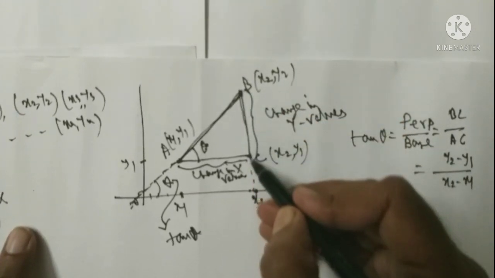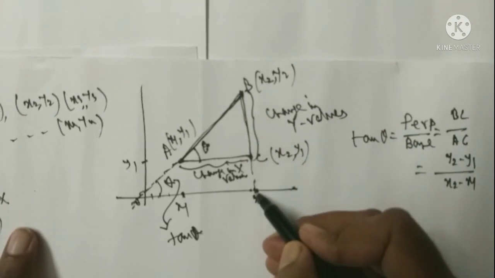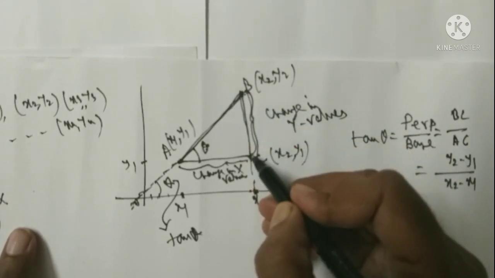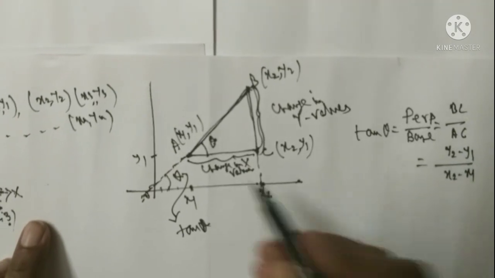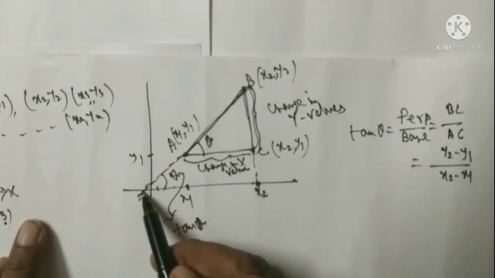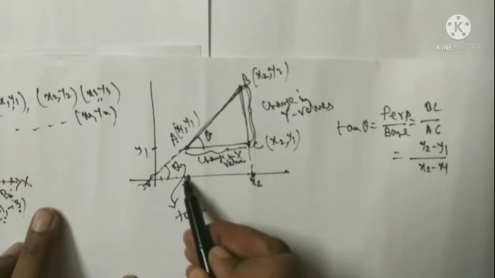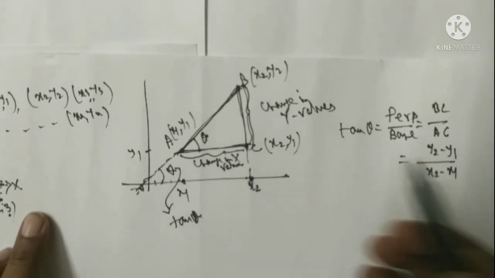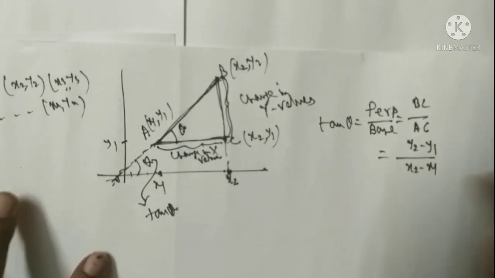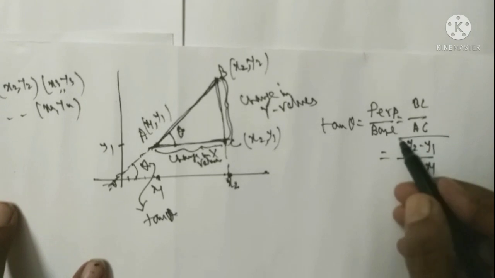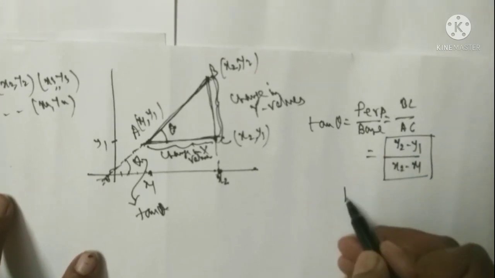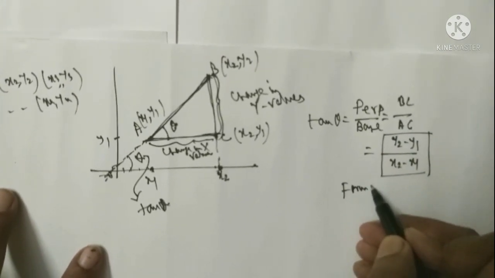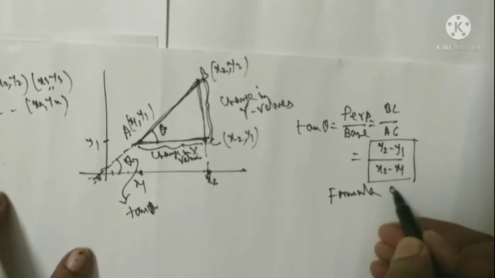This height is y2 and this height is y1, therefore this gap BC is y2 minus y1, and in similar fashion x2 and then this is x1 and this part is x2 minus x1. This is the formula of slope.